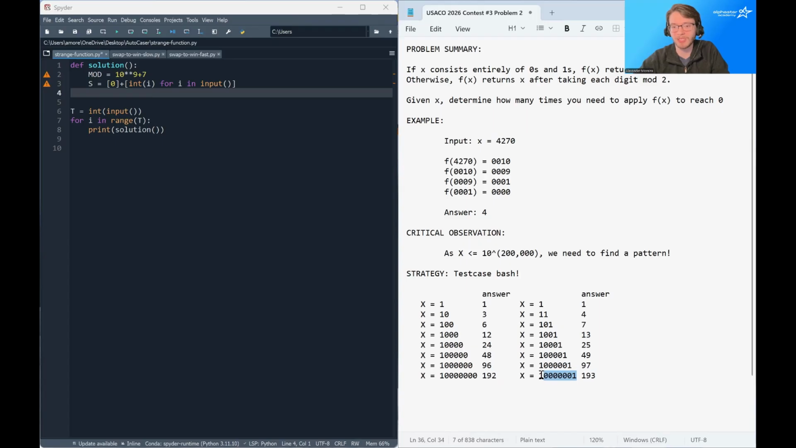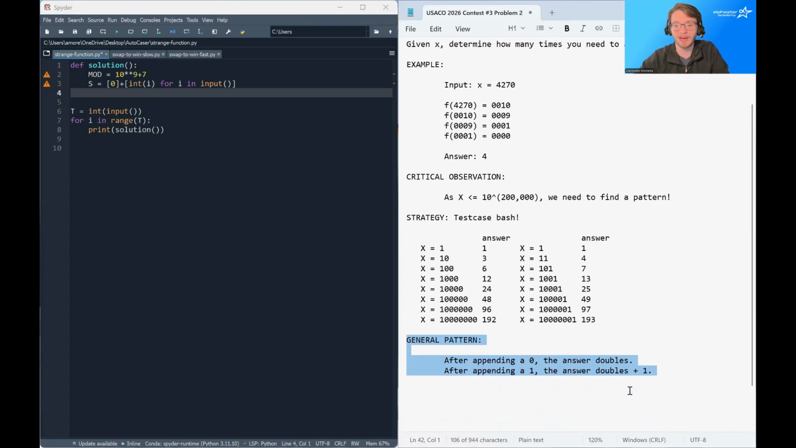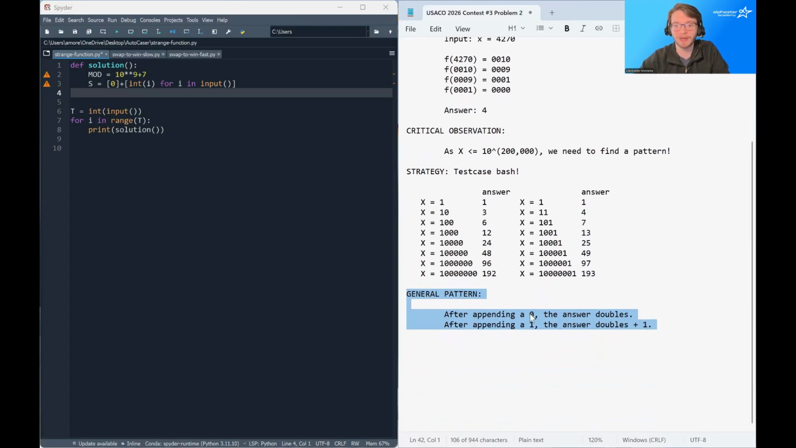Well, to get from 10 million and 1 to 10 million, we have to apply 1 application of the function. So we incur a cost of 1 extra operation. So at this point, we have what looks to be a general pattern, right? After appending a 0 to the number, we end up doubling the answer. And after appending a 1, the answer seems to double and increase by 1.